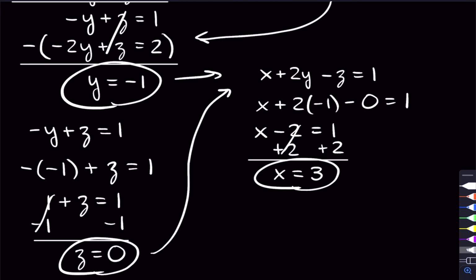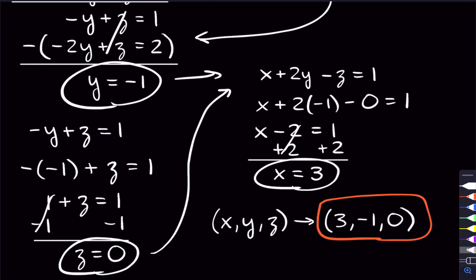So we've finally finished this problem. We've gotten our x, our y, and our z. And we can format this answer as an ordered triplet, as a whole point. We can write it as x comma y comma z. That's just in alphabetical order, so you can remember that pretty quick. X is 3, y is -1, and z is 0.